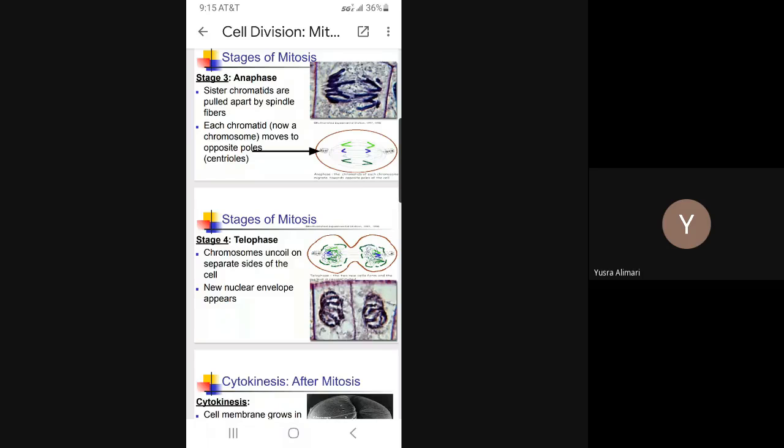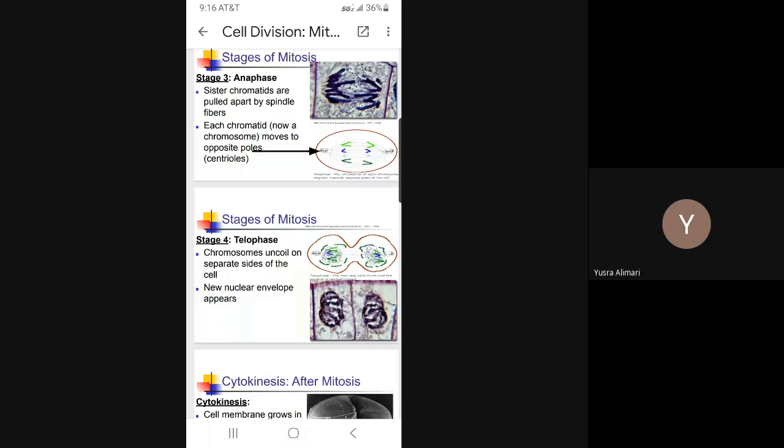Each new cell now has a nucleus starting to form back up to protect the DNA. So now we've totally separated our DNA. We have one set of DNA on one side, one set of DNA on the other side, and they're starting to form into two new cells. We're starting to get the nucleus forming back up, and everything has fully been put on either end.